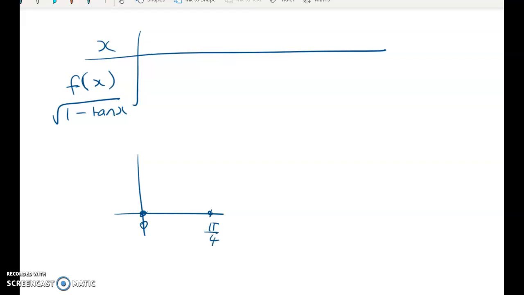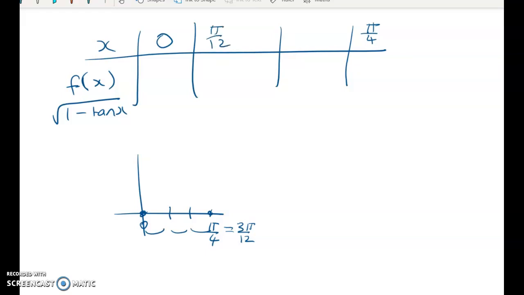And if we want to have 3 intervals, that means that we're going to have 4 values, right? And each interval is going to have the width of pi on 12. So that means that the ordinates, or the x coordinates that I need to put in, will be, well, 0, pi on 4. And then the 2 in the middle will be pi on 12, and 2 pi on 12, which is pi on 6.